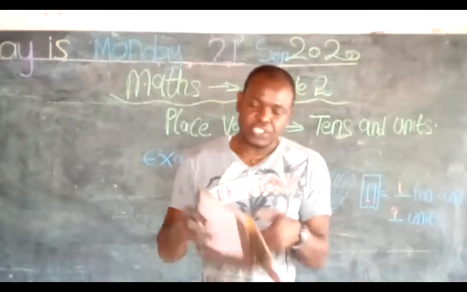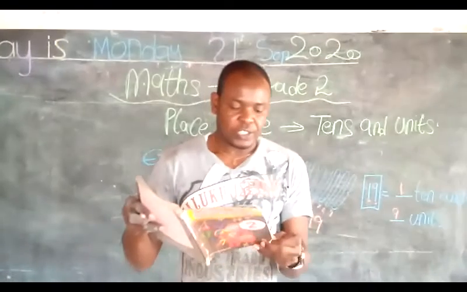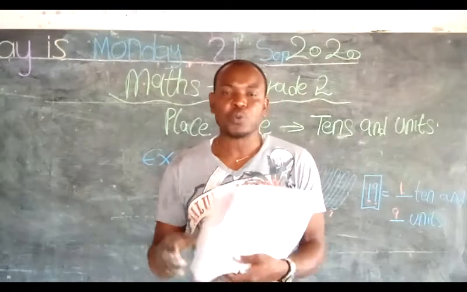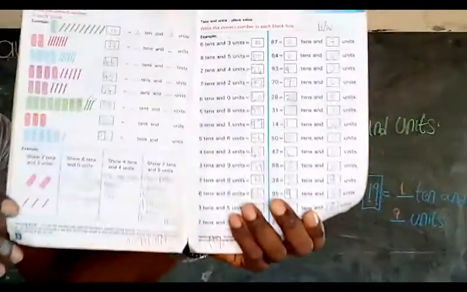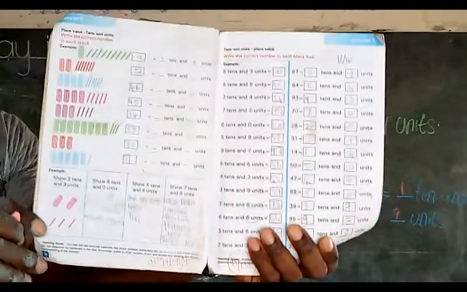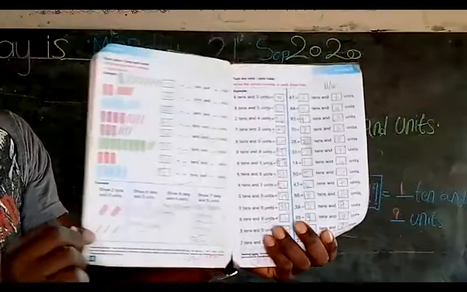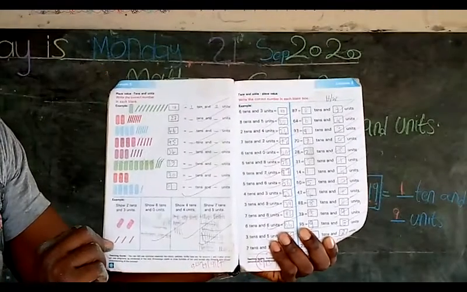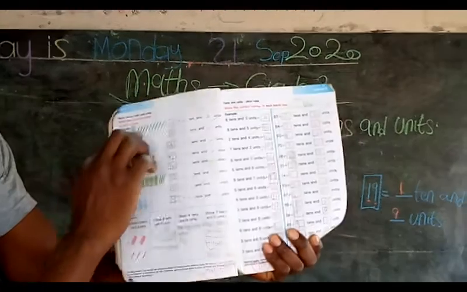You turn to page 2 of your textbook. Look at it here, Understanding Mathematics, grade 2. Page 2. There's an exercise for you to do there. I've just done the first one, which is the example you're seeing above. Now you have the other ones to do.